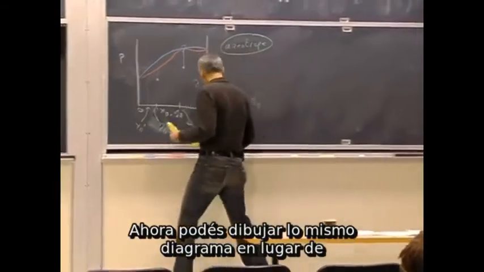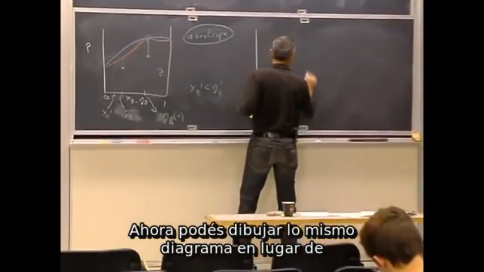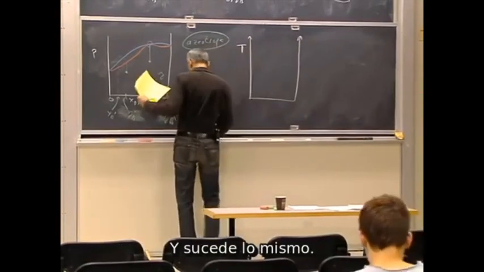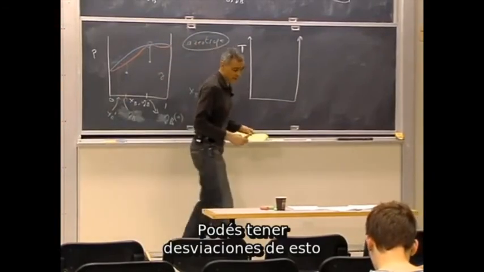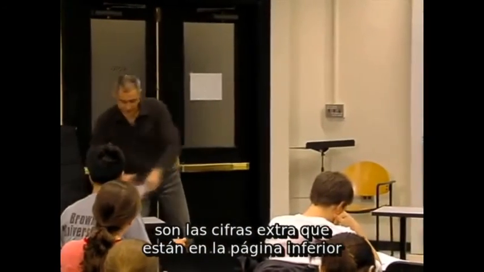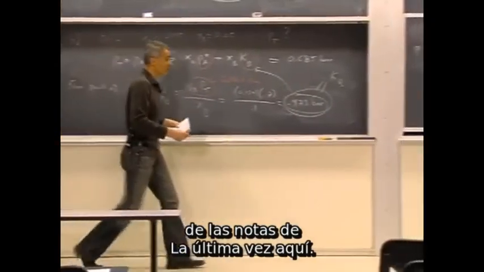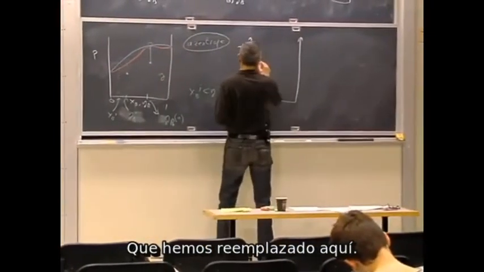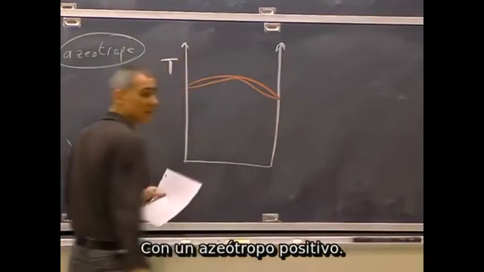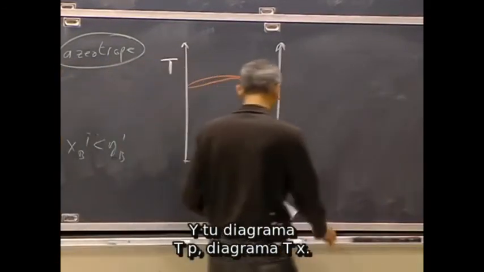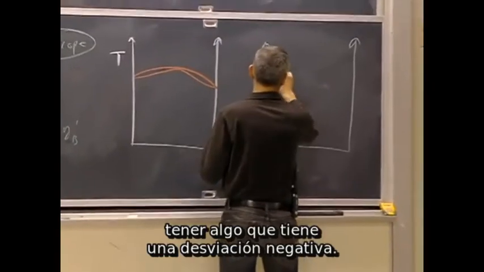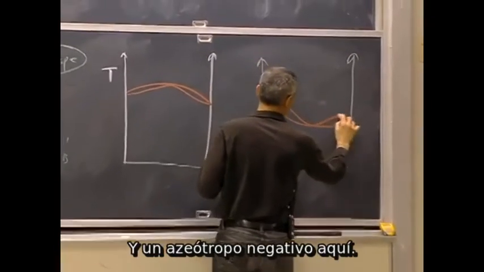Now, you can draw the same diagram, instead of pressure versus mole fraction, in terms of temperature. And the same thing happens. These are the extra figures on the bottom page of the notes from last time that we've replaced here. You can have a positive deviation with a positive azeotrope in your TX diagram, or, depending on the interactions between the two molecules, you can have something that has a negative deviation and a negative azeotrope here, right?